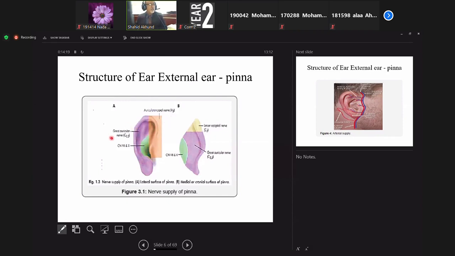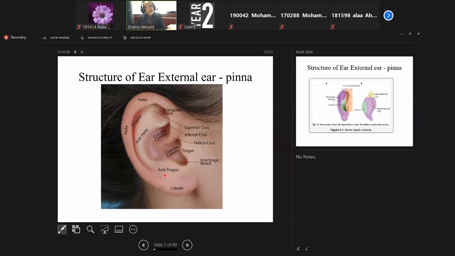Remember, we talked about the auricular nerve, which is coming from C2 and C3. Now you see that most of its external surface is supplied by that great auricular nerve. A part of it is supplied by the 7th and 10th nerves. Which is the 7th nerve? Facial. Beautiful. Which is the 10th nerve? Vagus. Beautiful.